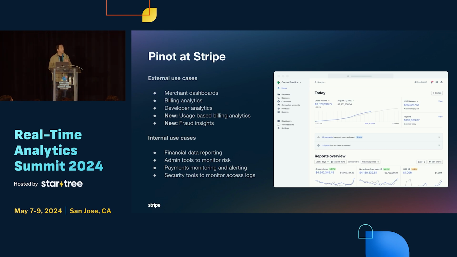So Pinot also powers some other products that we have, some things like billing analytics, developer analytics, seeing how healthy your Stripe integration is. And at our recent Stripe Sessions conference, we actually announced 2 features that our team was really excited about, usage-based billing analytics and fraud insights, which are also new Pinot use cases.